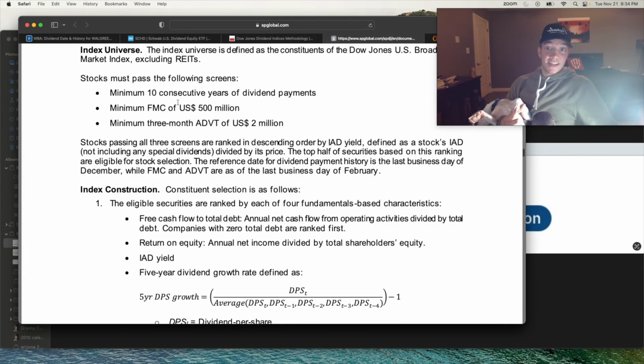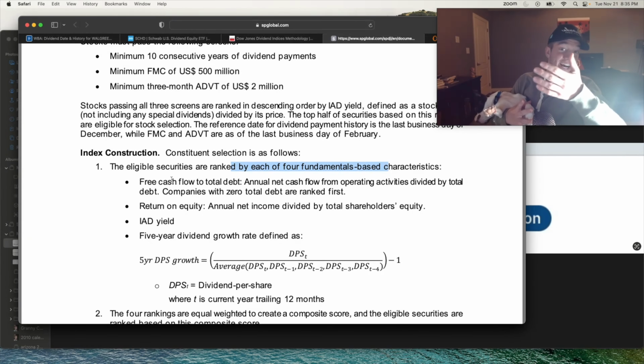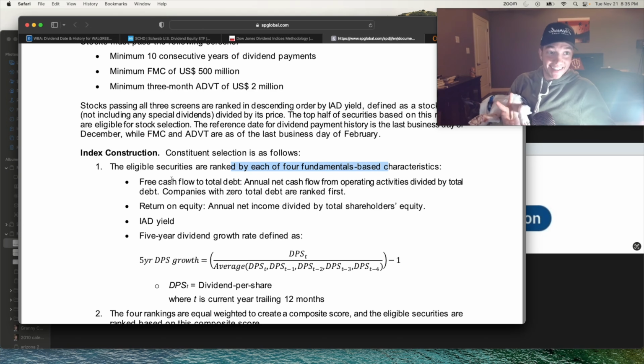And then, if a stock makes it through the screen, the eligible securities are ranked using 4 fundamental base characteristics. It's going to be the free cash flow to total debt. They're going to look for that ratio. Okay. Obviously, they want that number to be higher, more free cash flow, less total debt. That's just kind of a math thing, I guess. Smaller denominator, bigger numerator. Okay, I'm not a mathematician, so let's not act like I am.